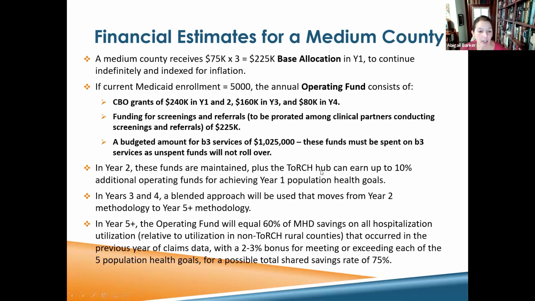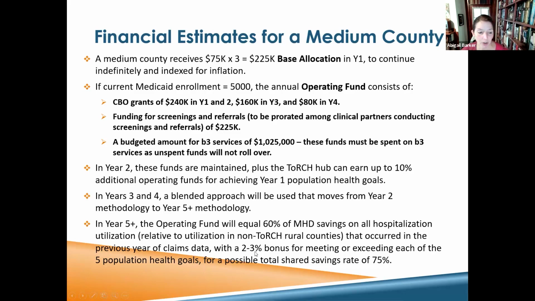When the hub achieves its population health goals, they get additional dollars. We think of year five and beyond as the mature model. In year five and beyond, the operating fund that the ToRCH Hub gets is at least, the floor is, 60% of MoHealthNet Division's savings on all hospital utilization. And we calculate that relative to the non-ToRCH rural counties, adjusted for the different types of enrollment. So it's a pretty good way to compare whether ToRCH is making a difference in comparison to other rural places. So we throw out all the urban data.